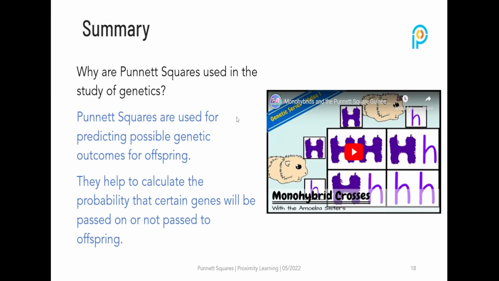So in summary, why are Punnett squares used in the study of genetics? Well, they're used for predicting possible genetic outcomes for offspring. They help to calculate the probability that certain genes will be passed on or not passed on to offspring. And as always, let's finish this up with a video.